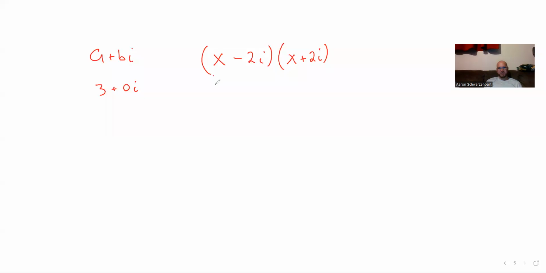To multiply this out, I'm simply going to FOIL: x squared plus 2ix minus 2ix minus 4i squared. The plus 2ix and minus 2ix cancel out. i squared is negative 1, so that changes minus 4i squared to plus 4.